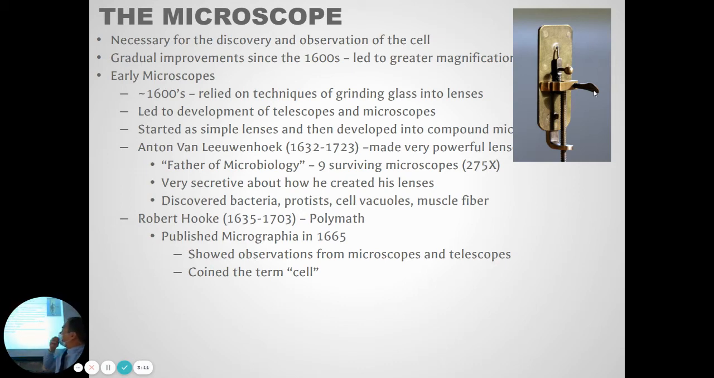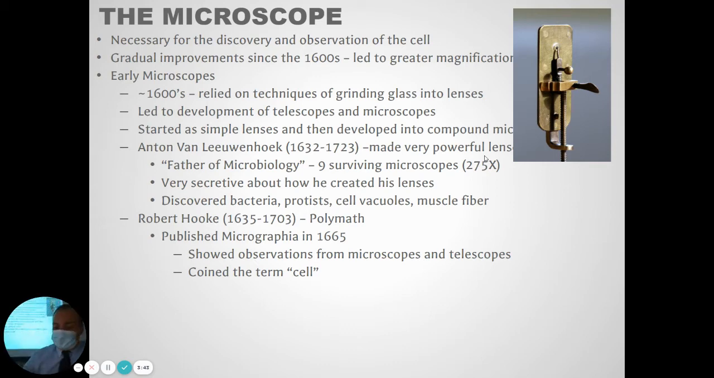He produced many of these microscopes, but was very secretive. Like I said, 9 of them are still around. Eventually, people learned that he was melting glass and allowing it to drop into water, where it would form a very small sphere, which made a very powerful lens that could magnify a lot. But people didn't figure that out at the time, and he wouldn't tell anybody either.